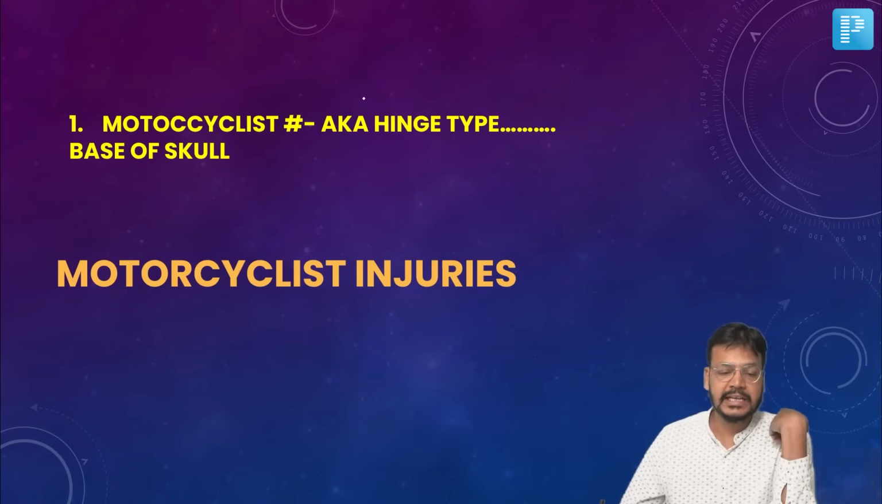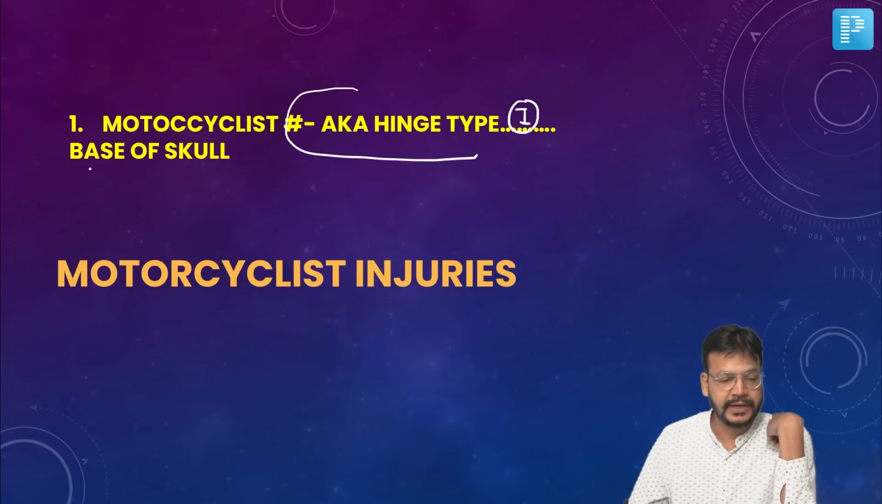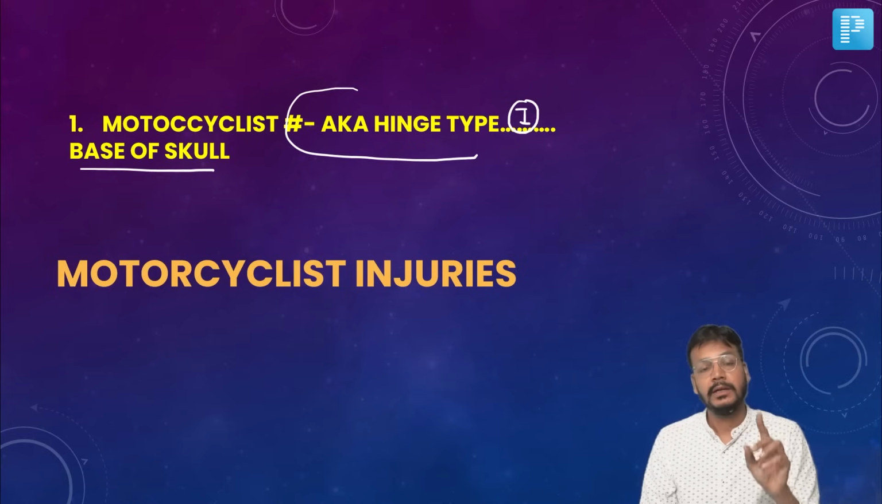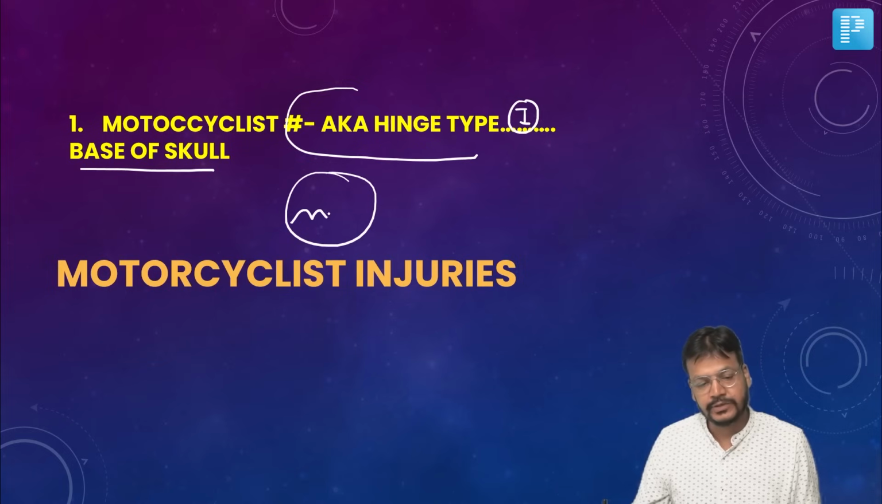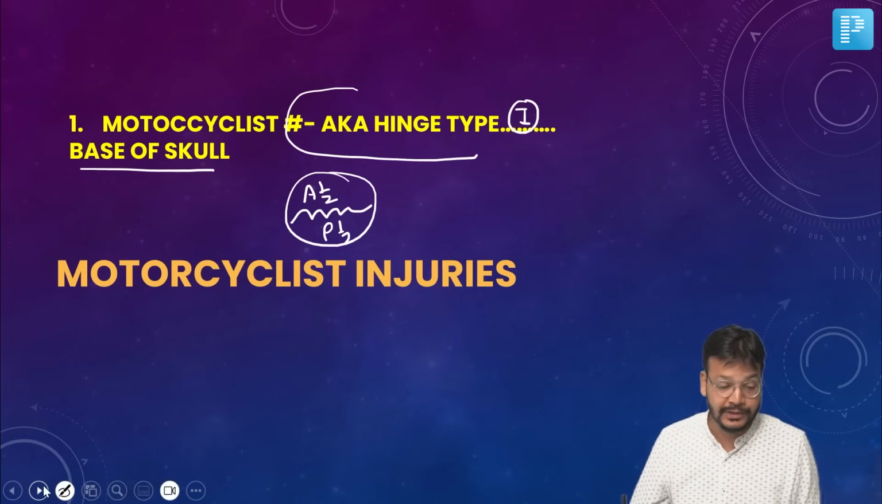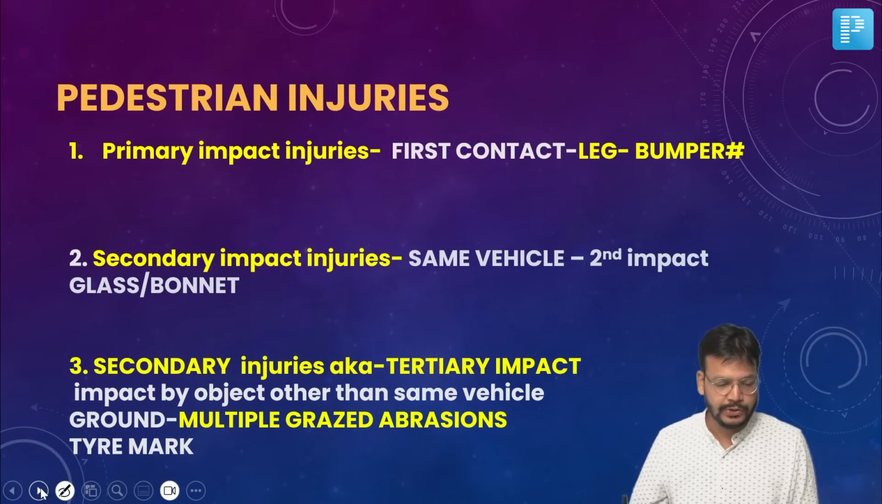Sir, motorcyclist fracture is also known as, my favorite MCQ, hinge type 1 fracture. It's a fracture of the base of skull. It is hinge type 1, not hinge type 2, not hinge type 3. The base of skull is divided into anterior half and posterior half. So motorcyclist fracture is a hinge type 1 fracture. Hinge type 1.